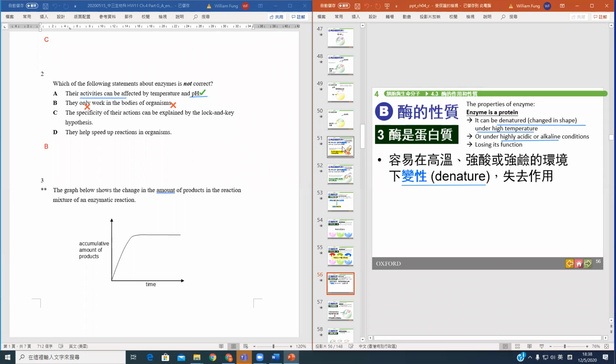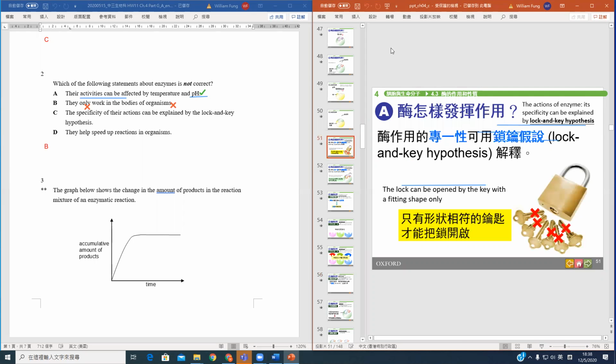The specificity of the actions can be explained by the lock and key hypothesis. Take a look here. By lock and key hypothesis, we mean that only one enzyme, one key, can open that lock. Other keys cannot open that lock. And they help to speed up reactions in organisms. Yes, that's correct. So three of them are correct.